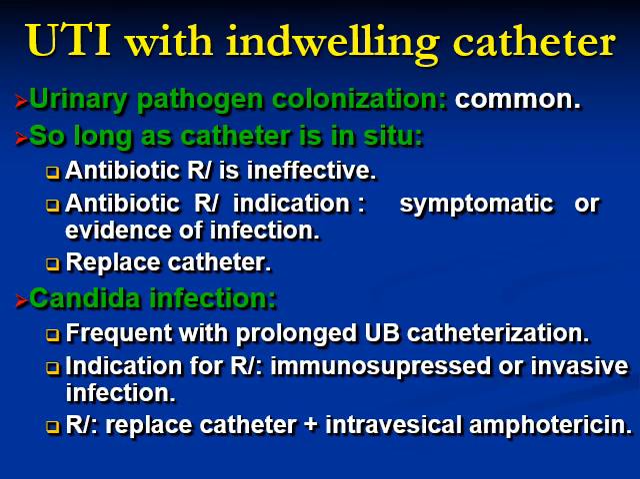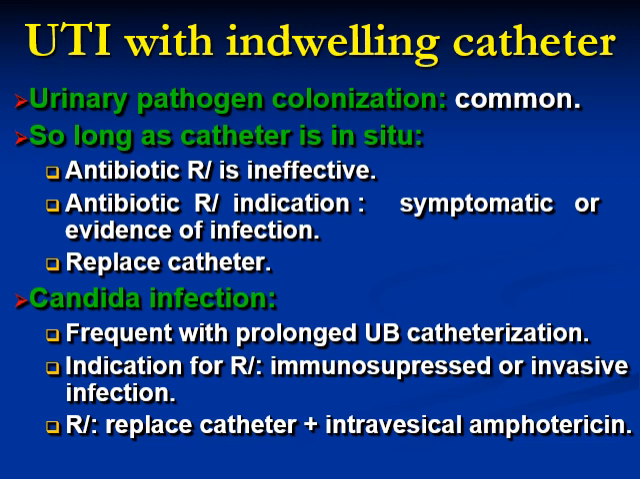In those patients who are hospitalized with an indwelling catheter, colonization of urinary pathogens in and around the catheter is common. As long as the catheter is in situ, the antibiotic treatment is not effective. The indication for antibiotic treatment is that when the patient becomes symptomatic or there is evidence of infection, and in all instances you have to replace the catheter.